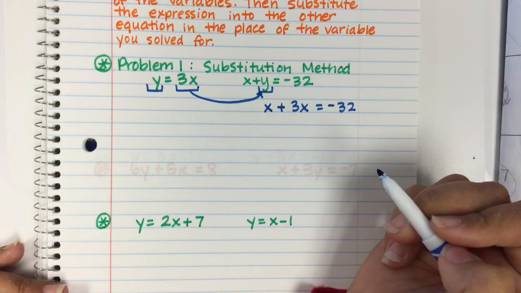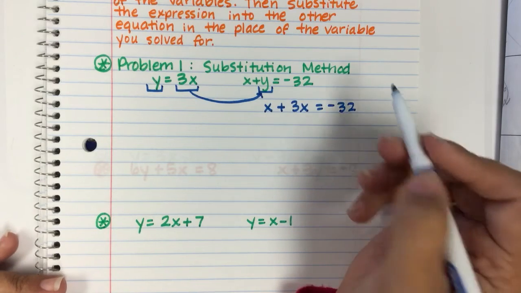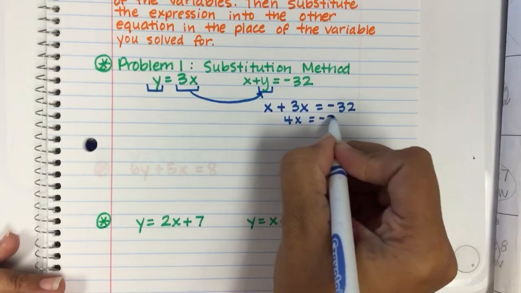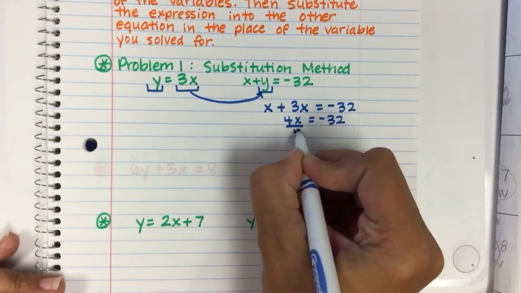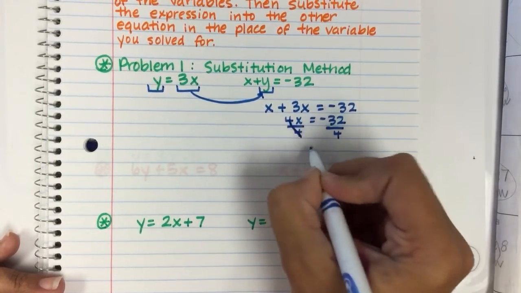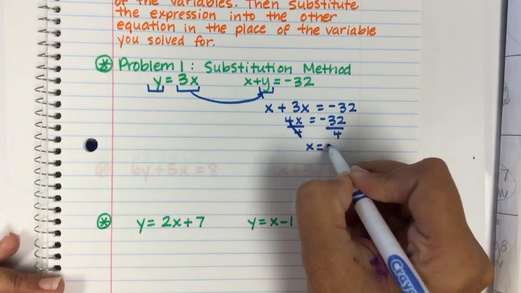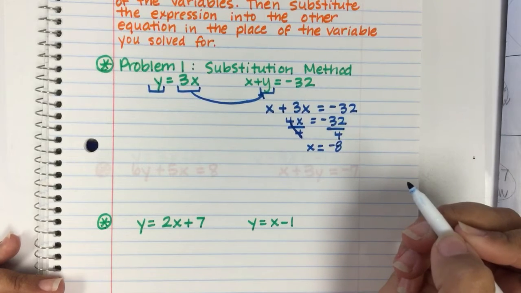All right, so I have x plus 3x is equal to negative 32. So 1x plus 3x is 4x. And then I'm going to solve for x by dividing by 4. So x is negative 32 divided by 4, which is negative 8.